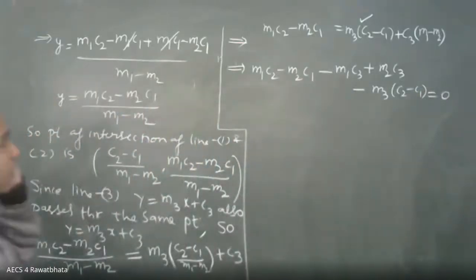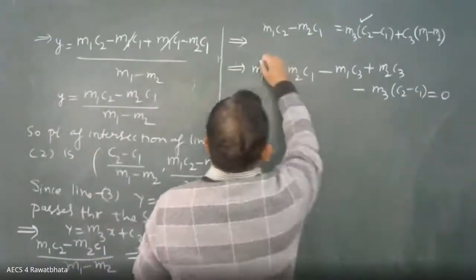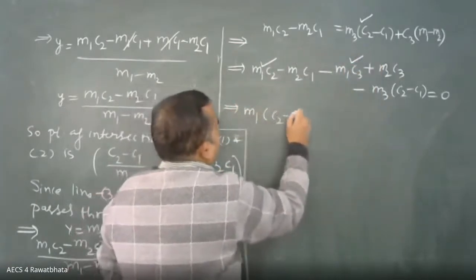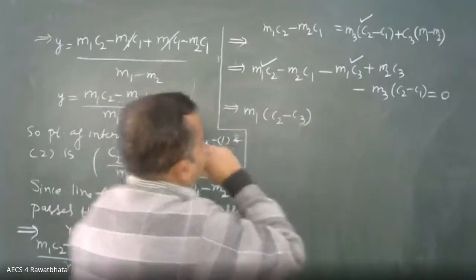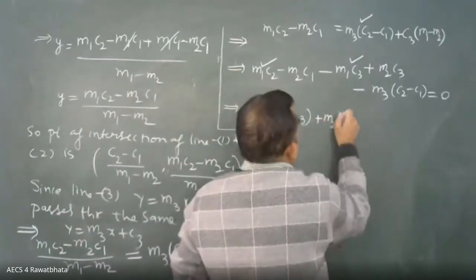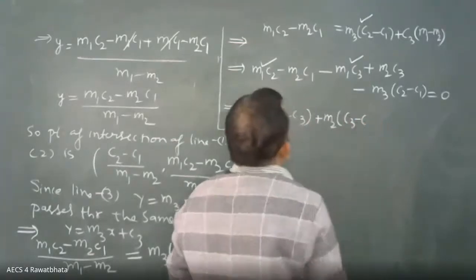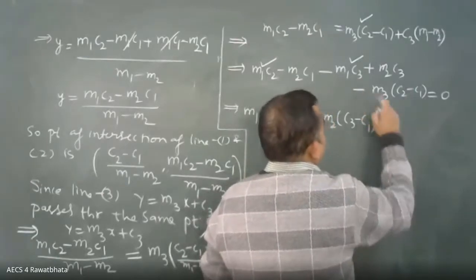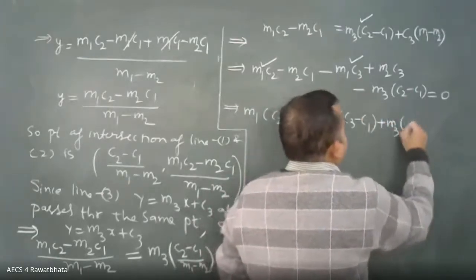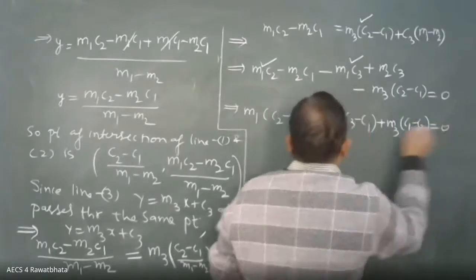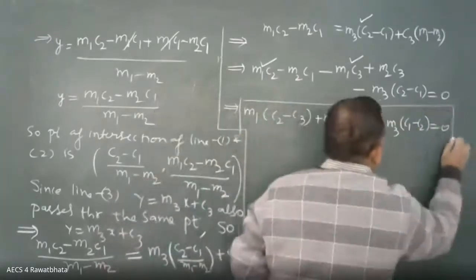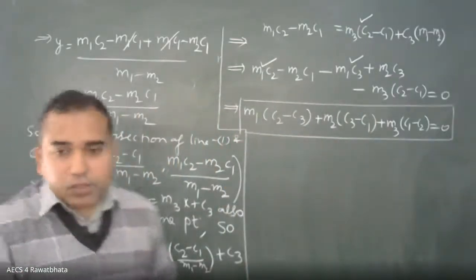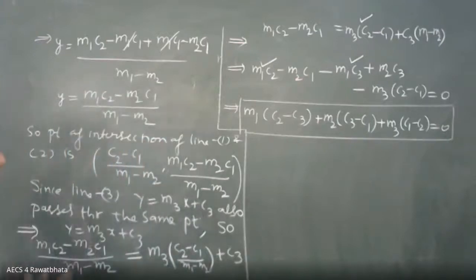So I want m1 common. Which two terms contain m1? This and this. Let us take m1 common, c2 minus c3. Then plus m2 common, c3 minus c1. And here let us take minus common, and this will become plus m3 already there, c1 minus c2 equal to 0. And this is the same thing which you wanted to bring. Correct, students? This only was the desired target.